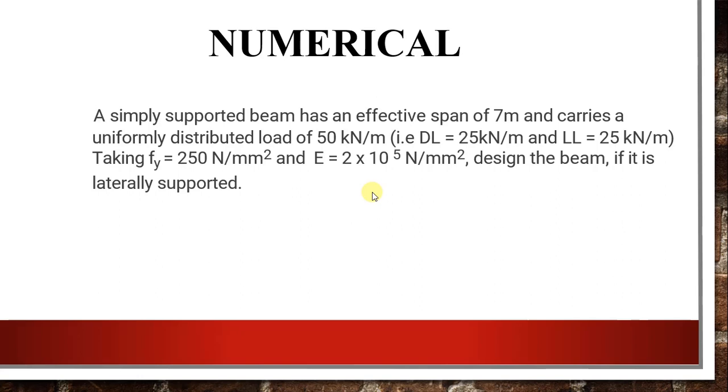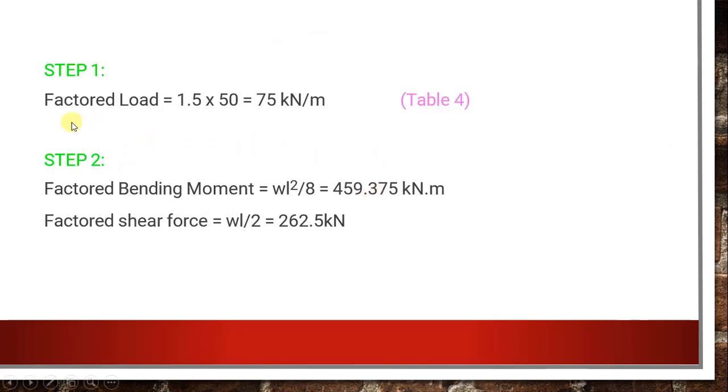So, the solution is as follows. In step number 1, you have to calculate the factored load. In the numerical, a UDL is given, a working load of 50 kilonewton per meter including dead load as well as live load. So, make it factored by multiplying with the factor of safety 1.5. This clause is given in Indian Standard 800/2007 in table number 4. So, here 1.5 multiplied by 50 will give you the factored load as 75 kilonewton per meter.